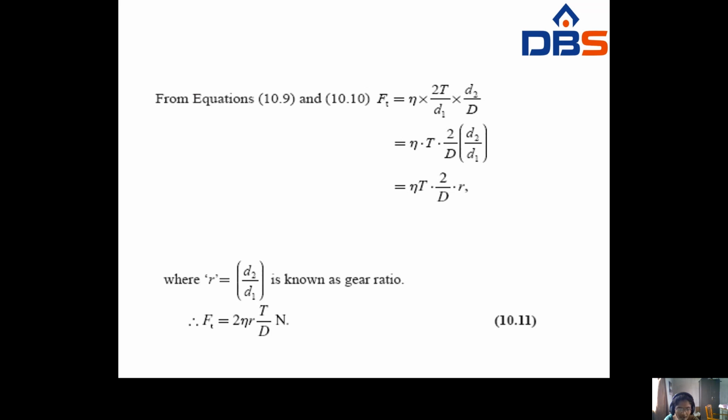This is the mechanics of train movement. From the train movement, you directly find the formula: Ft, the tractive effort, is the force experienced on the train for the movement of the train, given by Ft equal to 2 eta R torque by diameter, in Newtons.